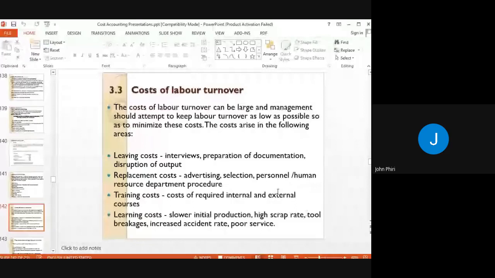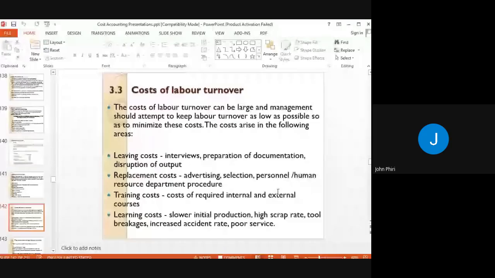So there are those which are called the leaving costs. You hold interviews to find out why they are leaving. Then you also do preparation of documentation, disruption of output and things like that. Then the other costs which we call replacement costs. You advertise, then you're going to hold interviews for selection. Then you have the whole procedures that have to do with HR. All the procedures that have to do with HR, there are costs involved.